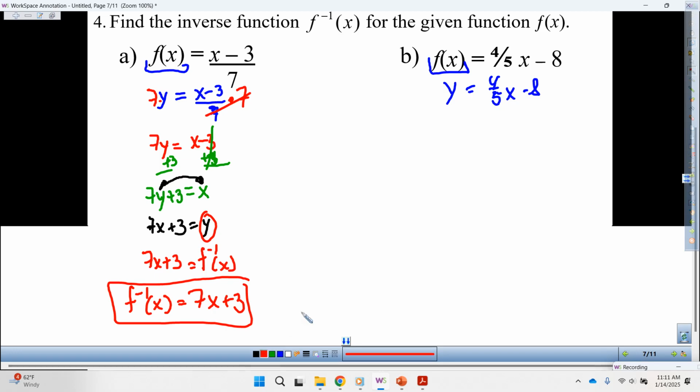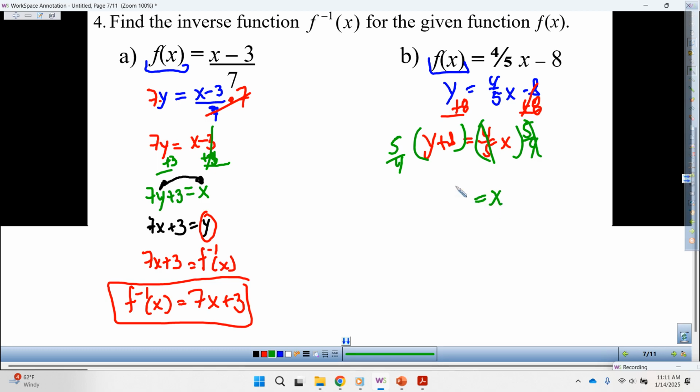We need to leave x by itself, so we add 8. Add 8. We got y plus 8 equals 4/5 x. How do we get rid of 4/5? We multiply times 5 over 4, both sides. 5 over 4. So that becomes a giant 1. So we got x equals, distribute, that is 5/4 y plus, what is 5 times 8?